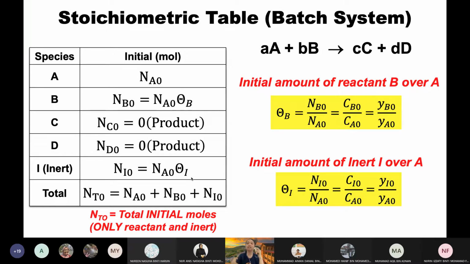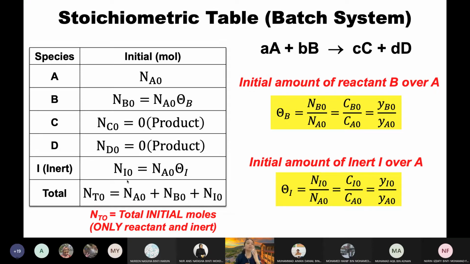So when you get the theta I, don't forget multiply again with the Na naught. So katakan tadi kamu dapat theta I was 0.4 divided by 0.3 kan. So you multiply katakan dengan 5 mol. Dapatlah Ni naught punya nilai.